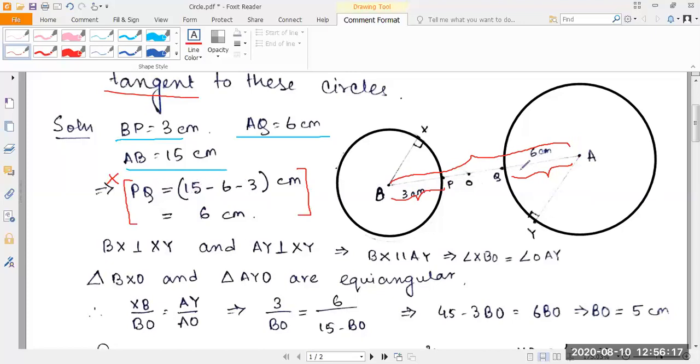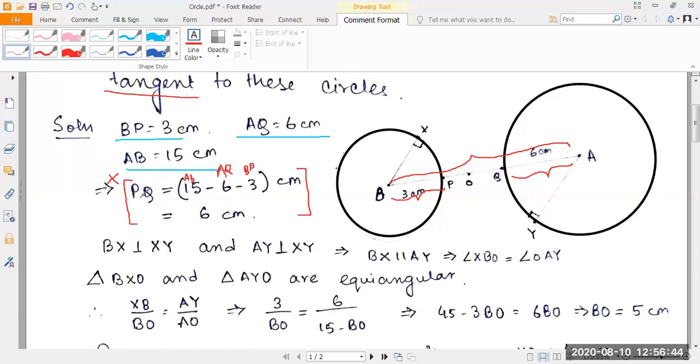So that is what I've done. I have taken the entire line segment AB. So this represents AB. This 6 unit represents AQ. So from AB, I have removed the portion AQ, and this 3 centimeter represents BP. So from AB, I have removed AQ and I have removed BP. So that is what I'm left with, this PQ segment.